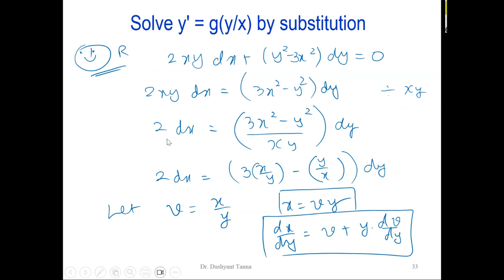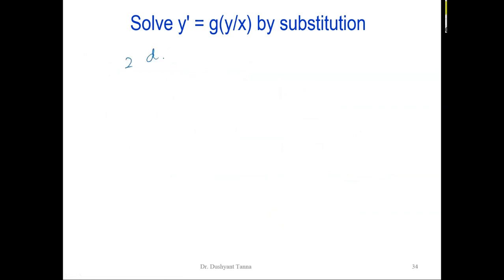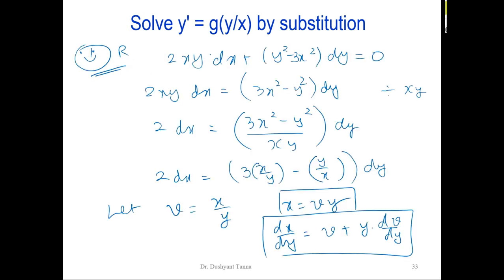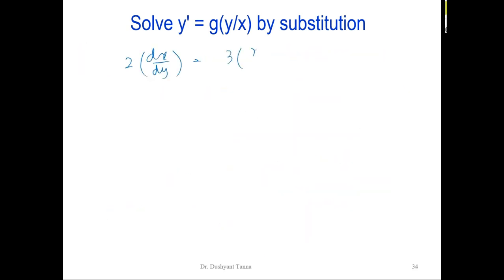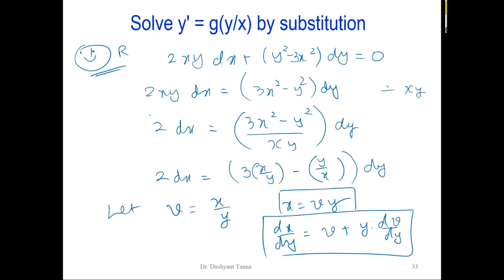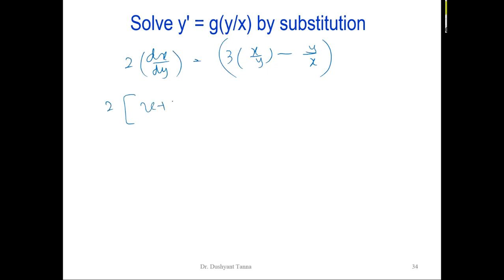Okay, I will rewrite this. So that will be 2 dx over dy is equal to 3 times x over y minus y over x. Okay, what is dx over dy? v plus y dv over dy, and 3v minus 1 on v.